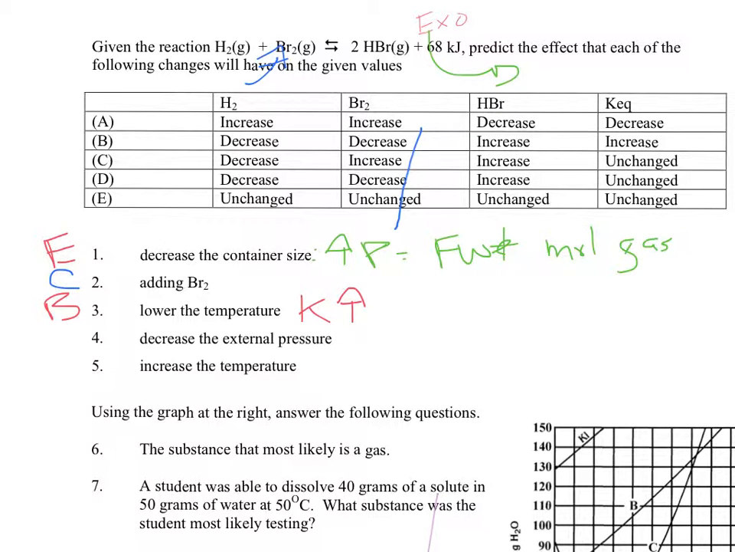We decrease the external pressure. All right, so that means the volume's got to go up and the pressure on the inside's got to go down. So we shift to the most moles, which is neither. So what's the answer again? It is E again. And then we increase the temperature.